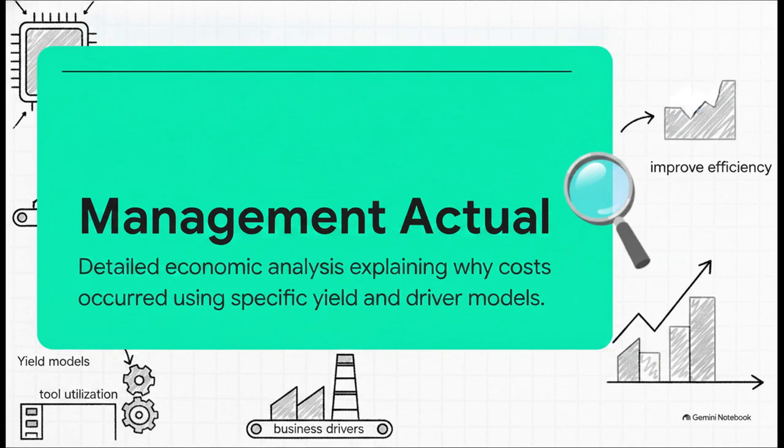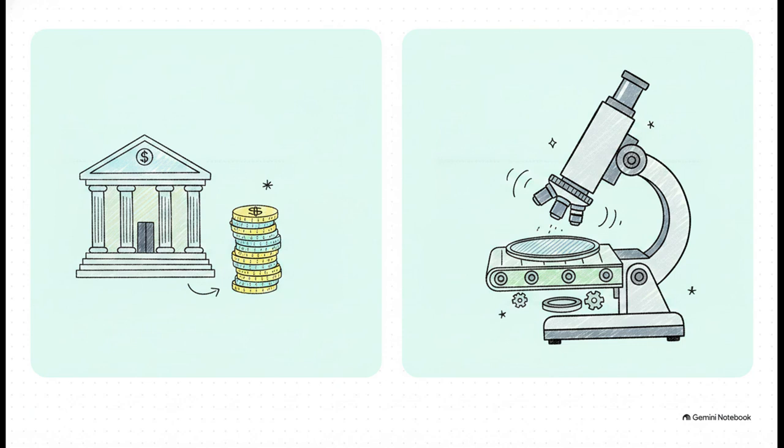It applies specific yield models, it analyzes tool utilization, and it breaks down the business drivers so your plant managers can actually make real-time decisions to improve efficiency. And you know, the exact same rule applies to work in progress, or WIP. Financial WIP lives securely inside SAP. That's the official valuation booked during your monthly financial close. Operational WIP, on the other hand, lives in Impact.